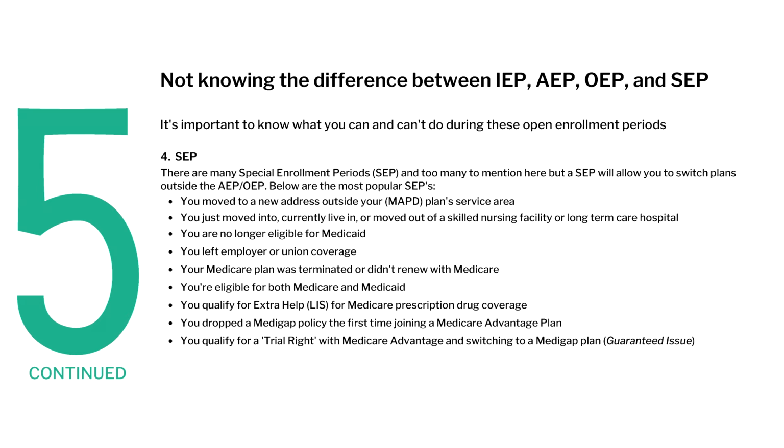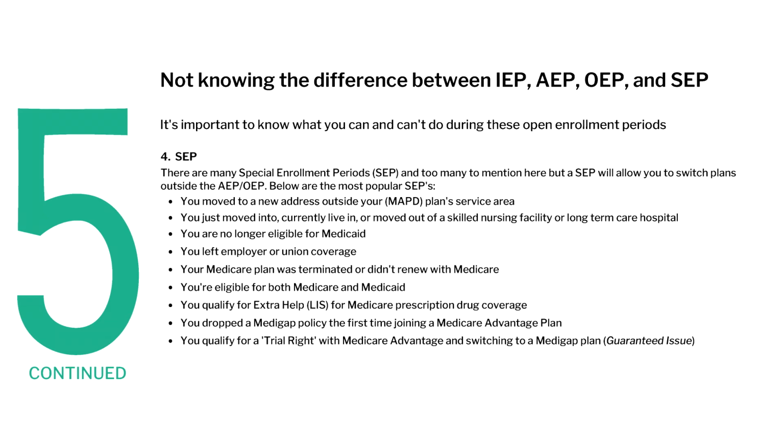Also, if you've moved in or out of a skilled nursing facility or a long-term care hospital, that gives you another SEP. If you're no longer eligible for Medicaid, or you've left your employer coverage or your union coverage, here in the state that gives you a guaranteed issue, actually. If your Medicare plan was terminated or it didn't renew with Medicare, that gives you an SEP. Also, if you're eligible for Medicaid and Medicare, you qualify for extra help through LIS, or a low-income subsidy, through a Medicare prescription drug plan, or you dropped a Medigap or Medicare supplement policy the first time joining a Medicare Advantage plan. Remember, we talked before about the trial right period.